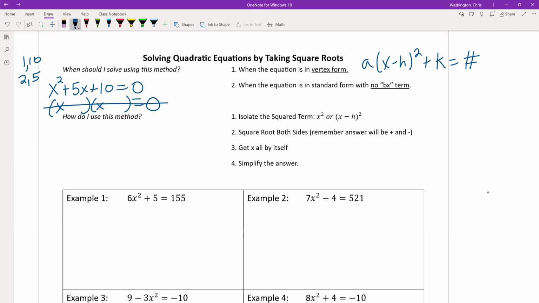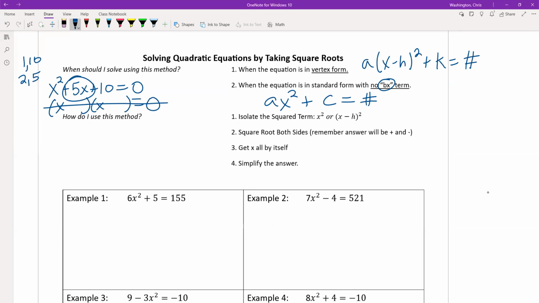Or when the equation is in standard form with no bx term. What does that mean? That would be something like ax squared plus c equals some number. So we have a number in front of the x squared, a number after the x squared, and it's equal to a number, but there is no x term, like this 5x is missing. And if that 5x is missing, we can solve by taking square roots.